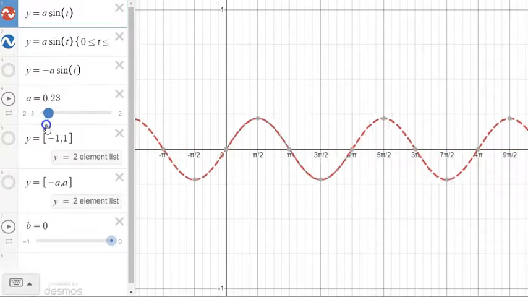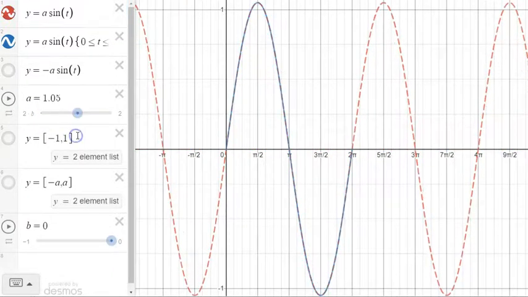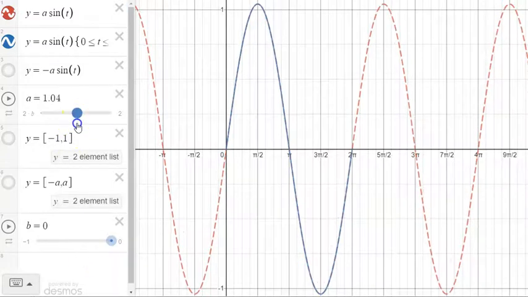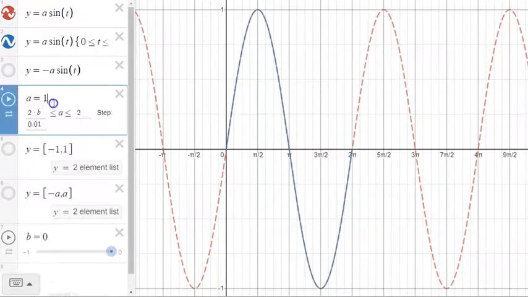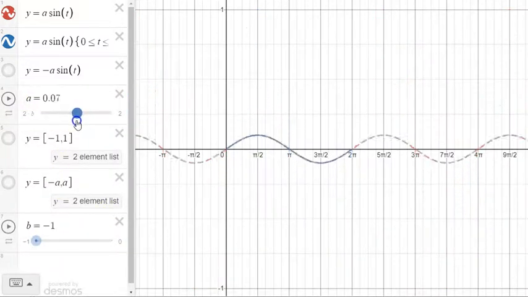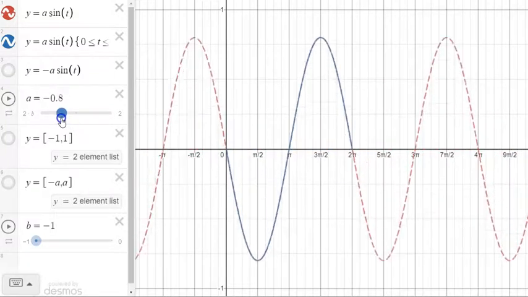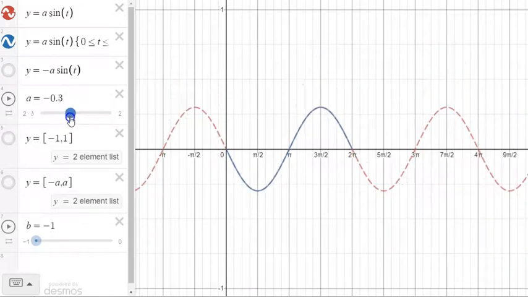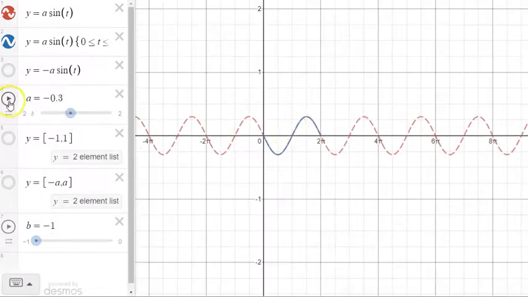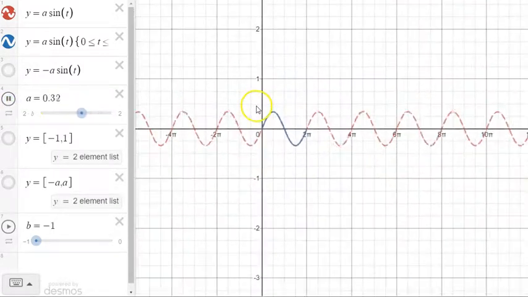Now, the other situation that I spoke of was, what about if we make this negative? What if we feed a negative value into a? What will happen is, observe, we feed in a negative value, and we reverse or mirror the curve itself across the x-axis. So if I hit play on a, notice the dilation of the curve.